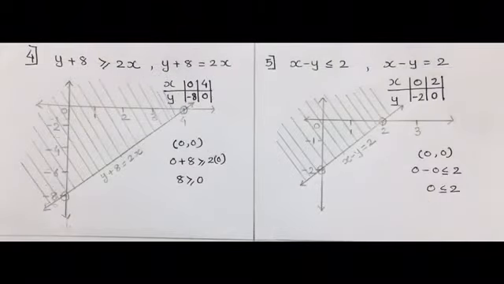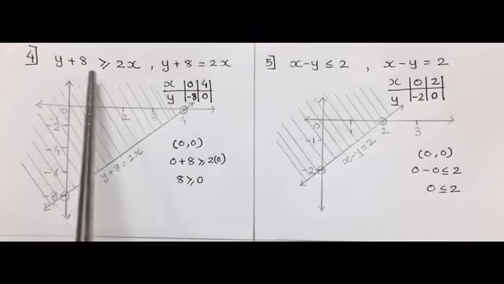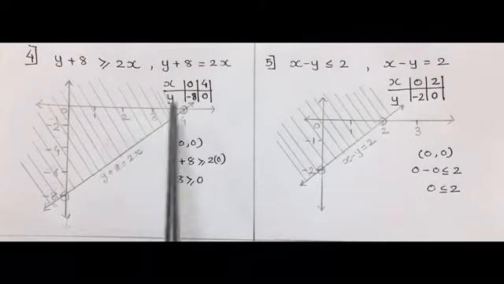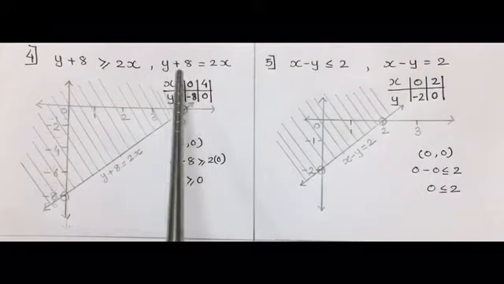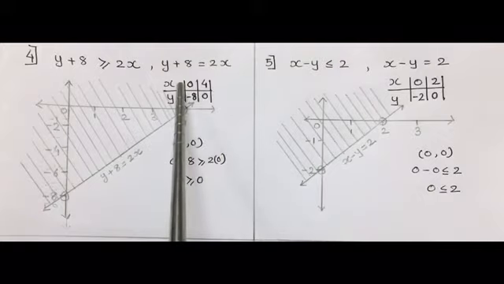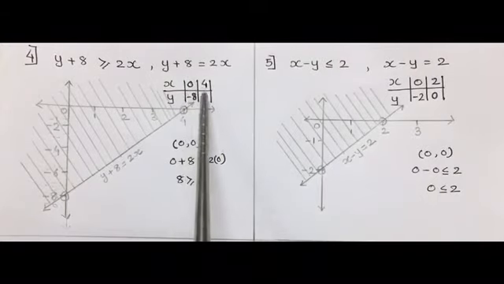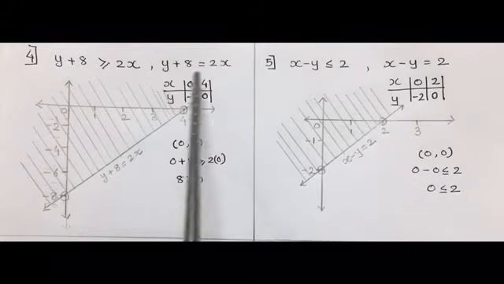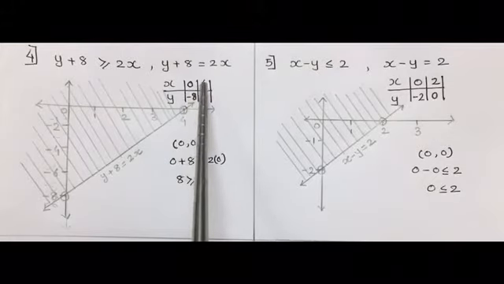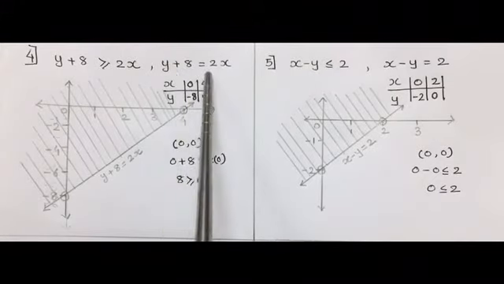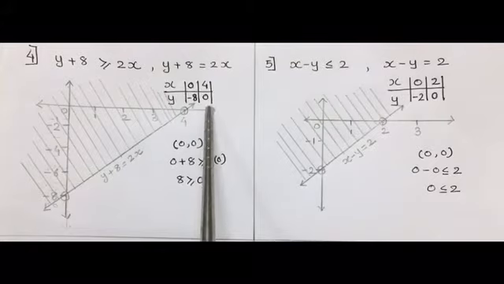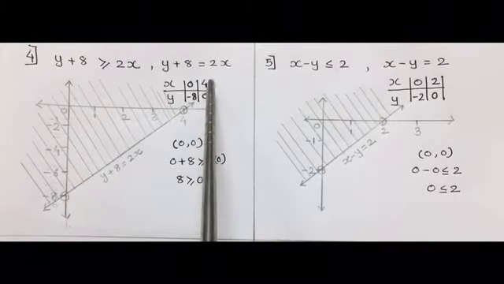Question number 4 is given as y plus 8 is greater than or equal to 2x. To draw the line and take the points, we will equate it to 2x. Now we have to select 0, 0 for x and y and calculate the other. If the first time we take x as 0, then y will be equal to minus 8, solving this equation. And if we take y as 0, x will be 4.